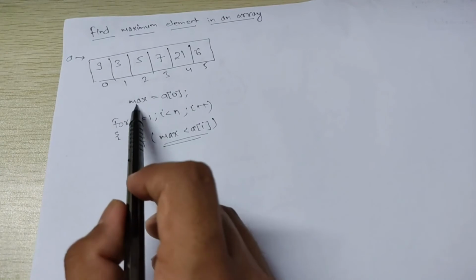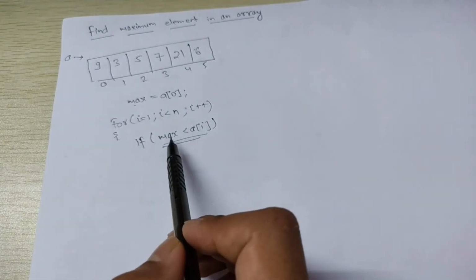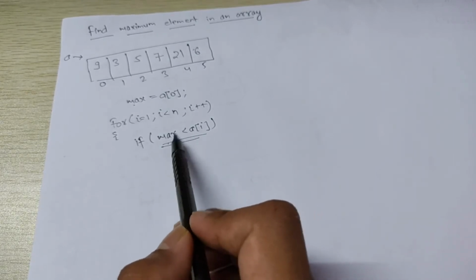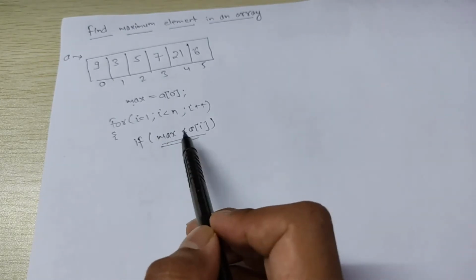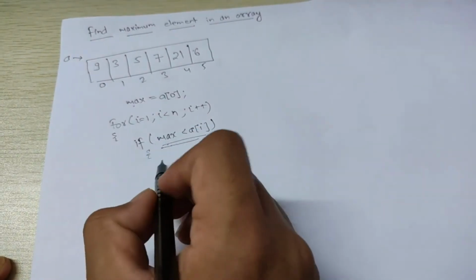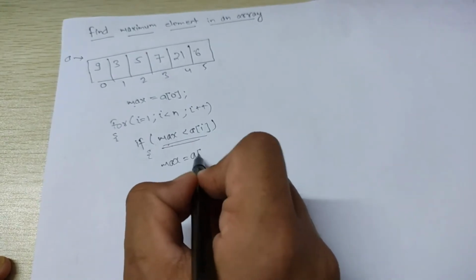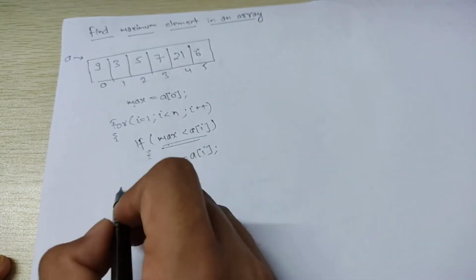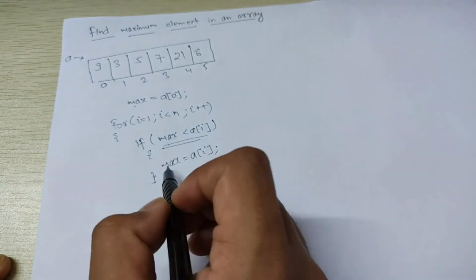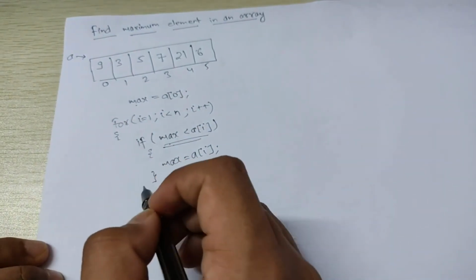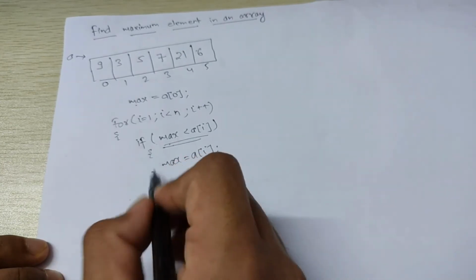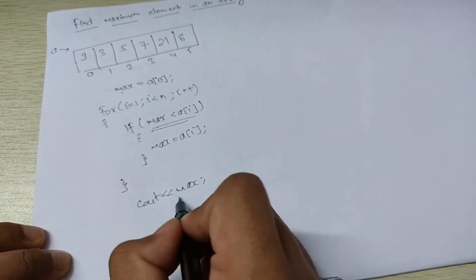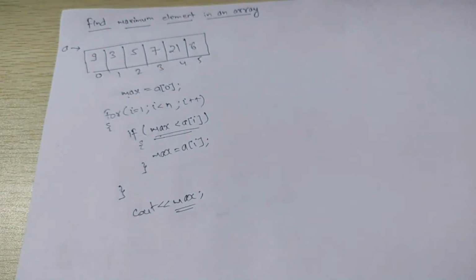So we assume that a of 0 is the maximum element. Now if we find any element that is greater than maximum, that means that element is the new maximum, so we'll assign that into the maximum variable. This way the whole array will be traversed and we will be able to find the maximum element in the array. After the loop is completed, we can print the maximum. Whatever the value in max is, that will be the maximum element.